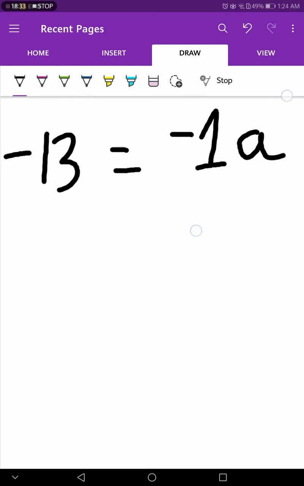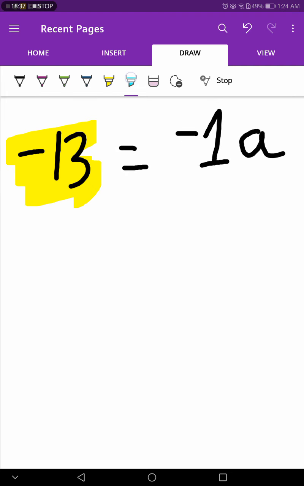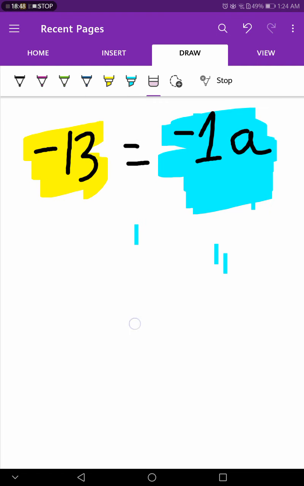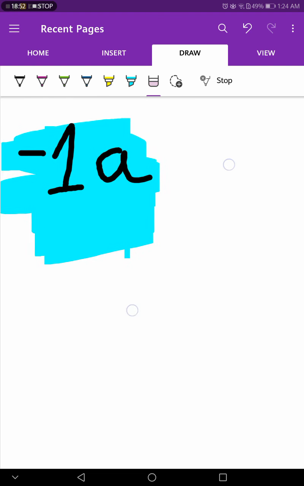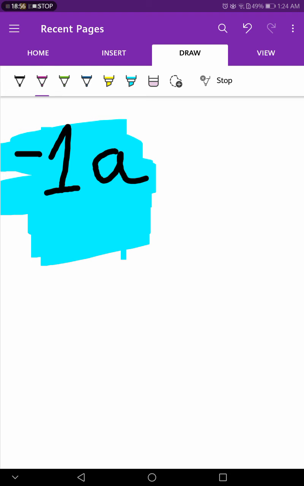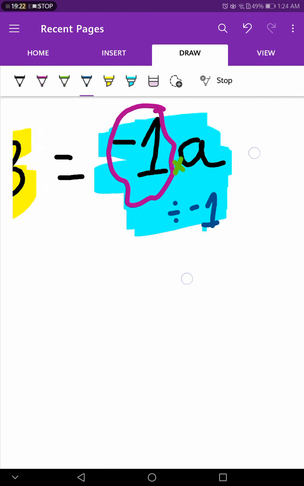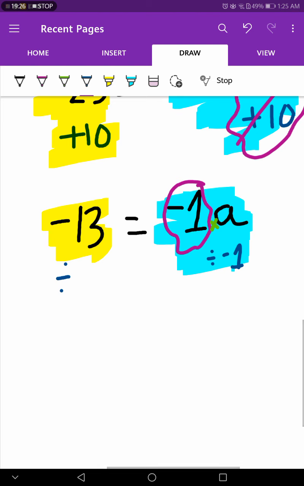Now I reach here. I have the left side and the right side. Great. I move to the side that has a variable, which is this side, and I know the coefficient of a here: it is negative 1, multiplied by the a, and the opposite of multiplying is dividing. Divide by what? By 1? No, by negative 1. Okay, my dear student? So divide by negative 1 on this side, and divide by negative 1 on this side.